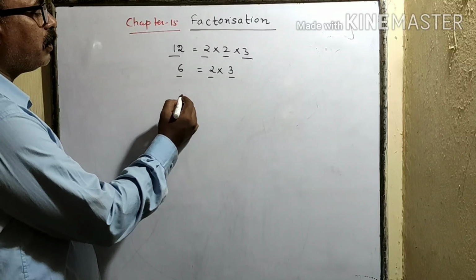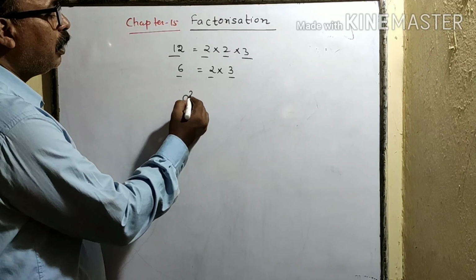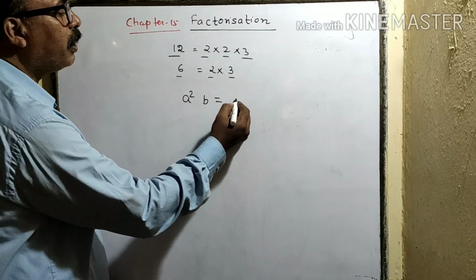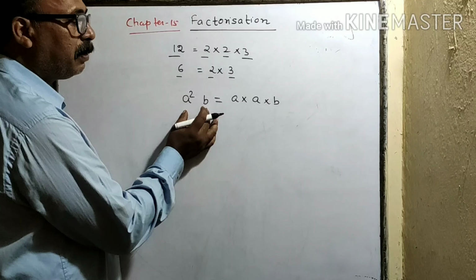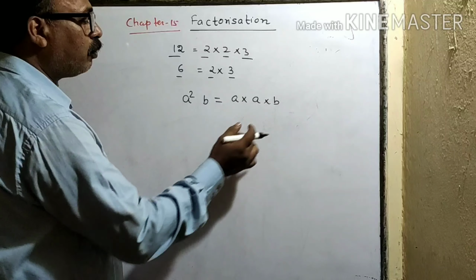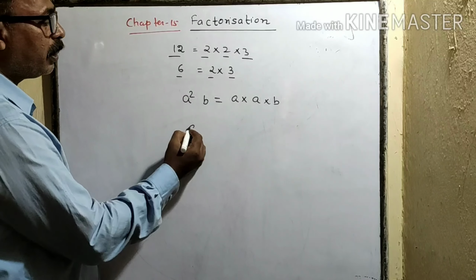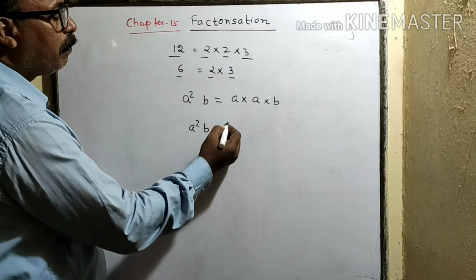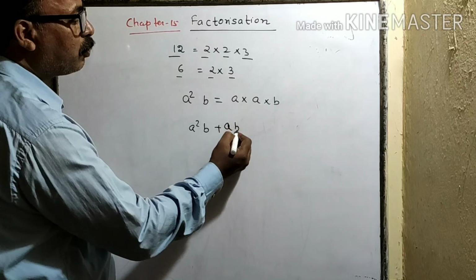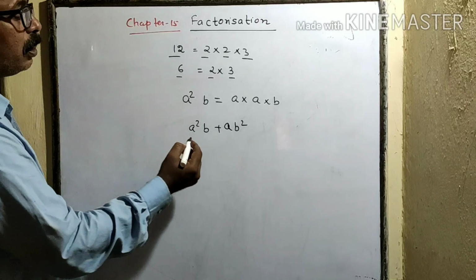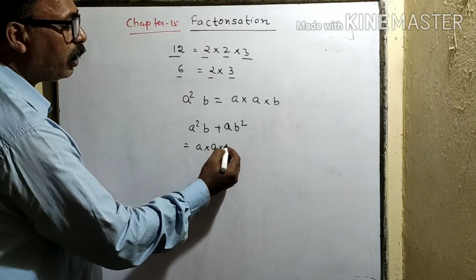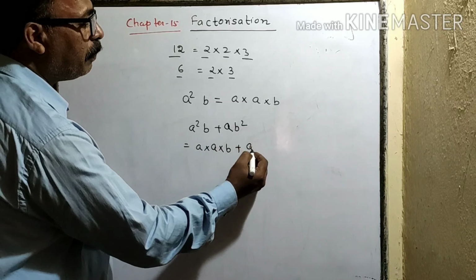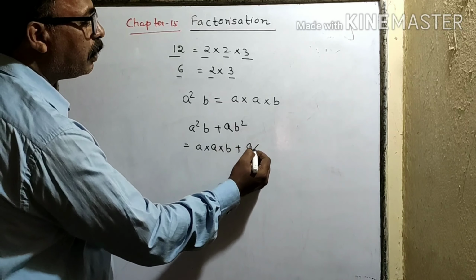Like if somewhere it is written a square b, it can be written as a into a into b. So it has been factorized. Similarly, if somewhere it is written a square b plus ab square, we have to check how it can be represented.